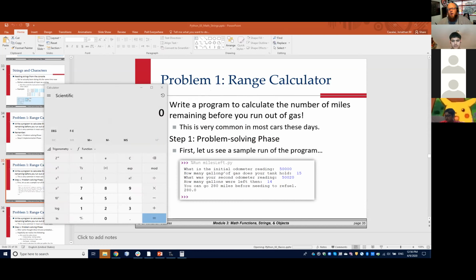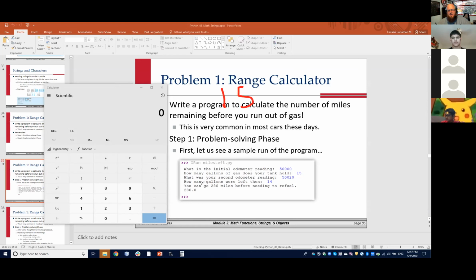Cool. Well, now look at this question with this answer. How many gallons of gas does your tank hold? And you know what? I'm going to reword this. I'd rather say, how many gallons of gas do you currently have in your tank? And then after driving, or after looking at the odometer the second time, how many gallons were left? That's the idea. So how many gallons of gas do you currently have?